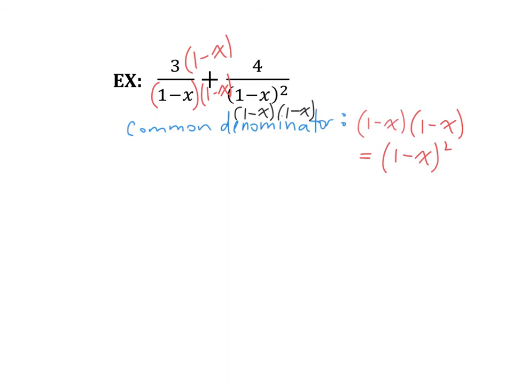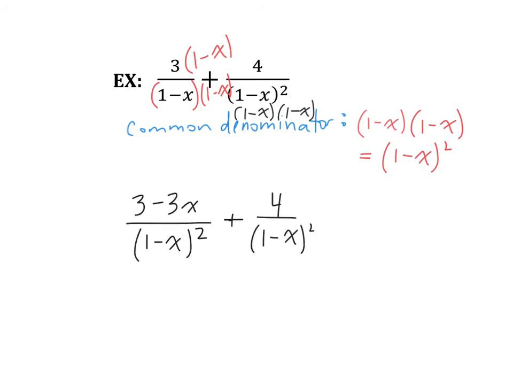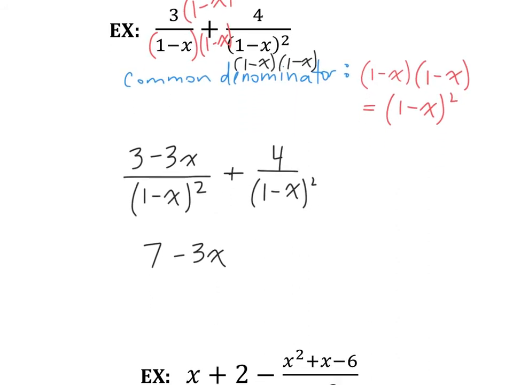So 3 times 1 minus x is going to give us 3 minus 3x over 1 minus x quantity squared. And then our second fraction, our second rational piece, stays 4 over 1 minus x quantity squared. So now that we have common denominators, we can go ahead and combine our numerators. So looking at our like terms, 3 plus 4 is where we get 7, and then there is no other x term, so we simply have 7 minus 3x over the quantity 1 minus x squared.